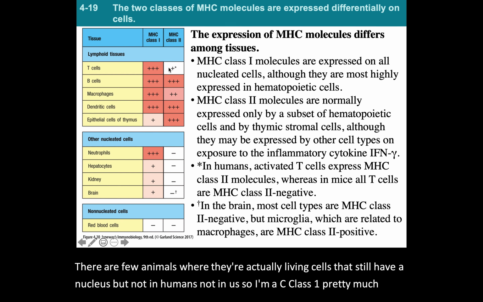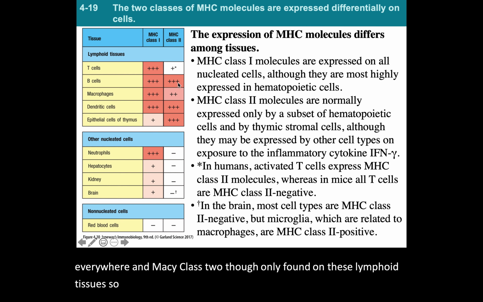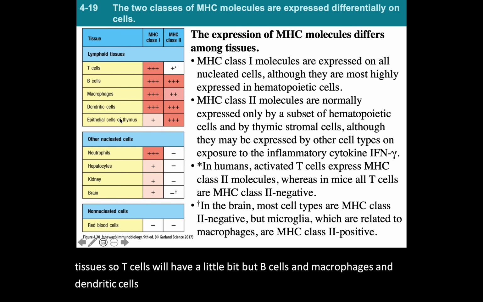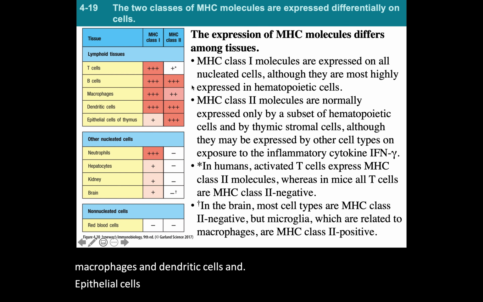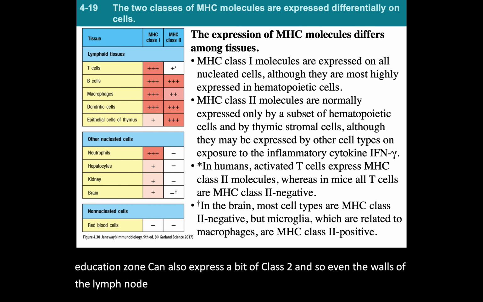MHC class 2, though, is only found on these lymphoid tissues. So T cells will have a little bit, but B cells and macrophages and dendritic cells and epithelial cells in the thymus, which is a sort of T and B cell education zone, can also express a bit of class 2. And so even the walls of the lymph node effectively are going to have a little bit of antigen presenting capability.